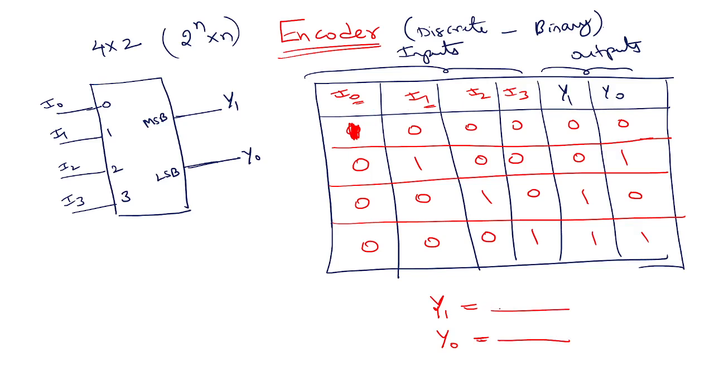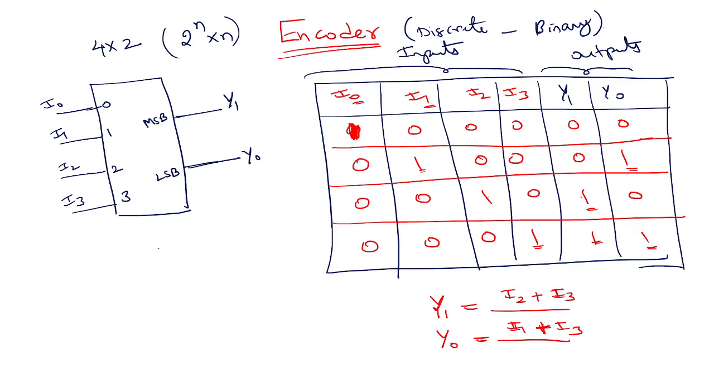What is Y1? I can simply write it as I2 plus I3. You see here, whenever I2 is 1 or I3 is 1, Y1 is going to be 1. And what about Y0? Y0 is 1 when I1 is 1 or I3 is 1, so I can write I1 plus I3. One can use K-maps also for that, and use don't care conditions for the combinations that don't exist here, and then solve it. Simply, I can write like that.